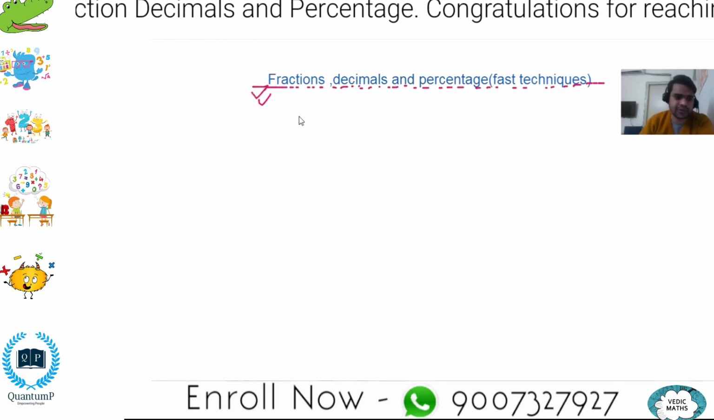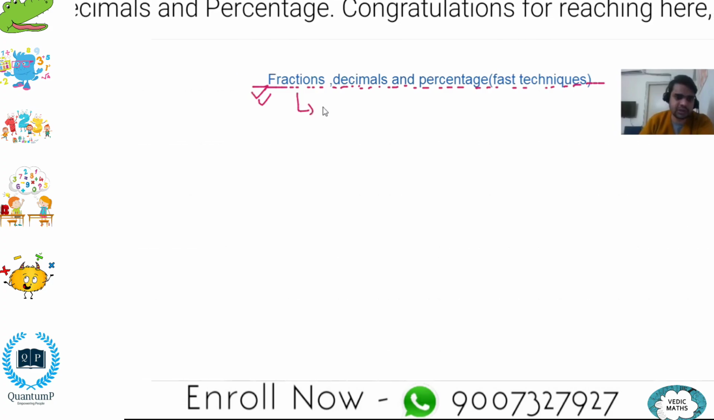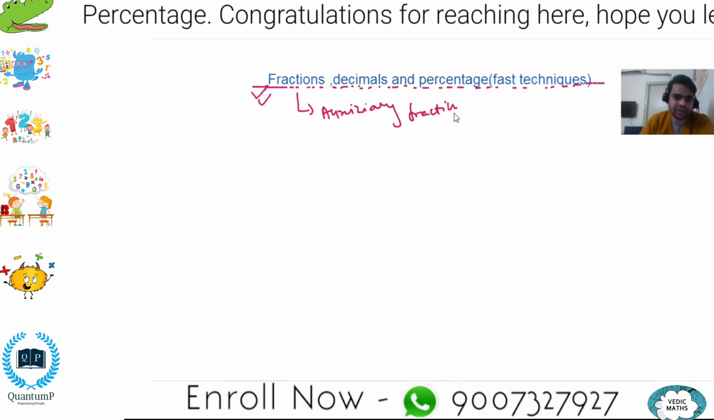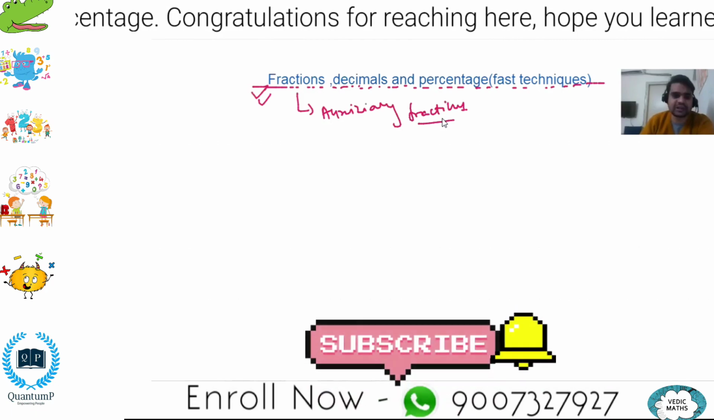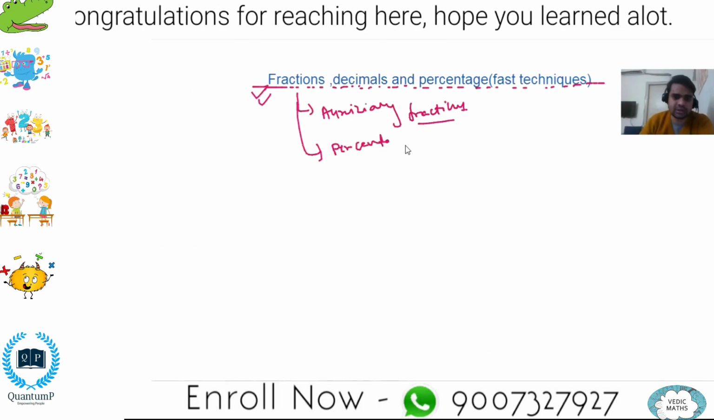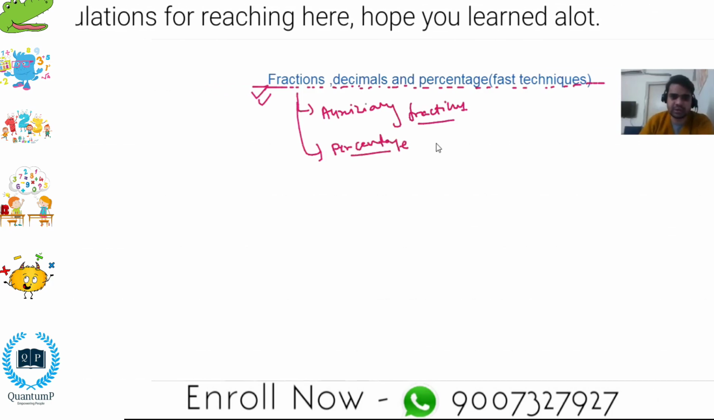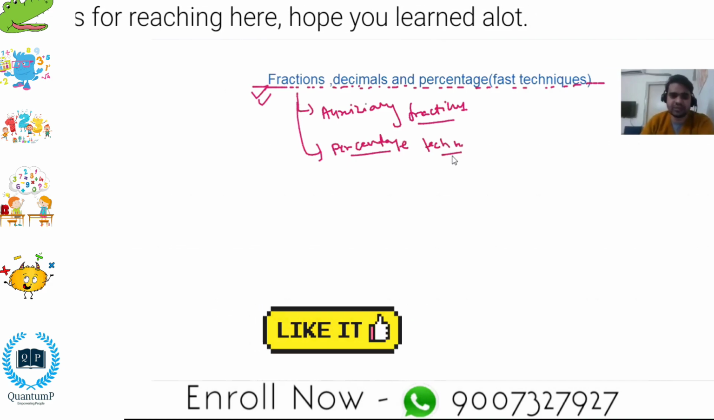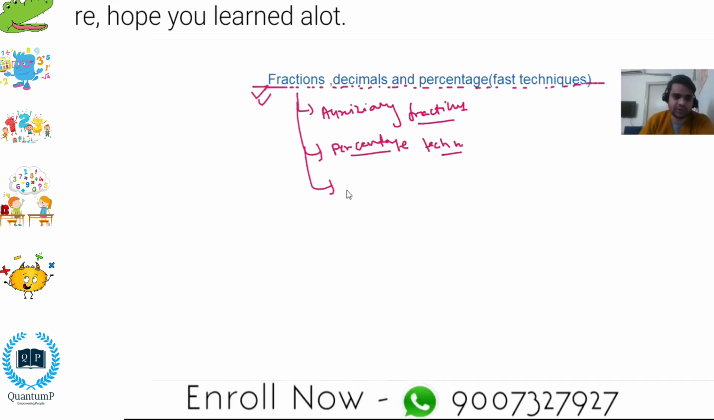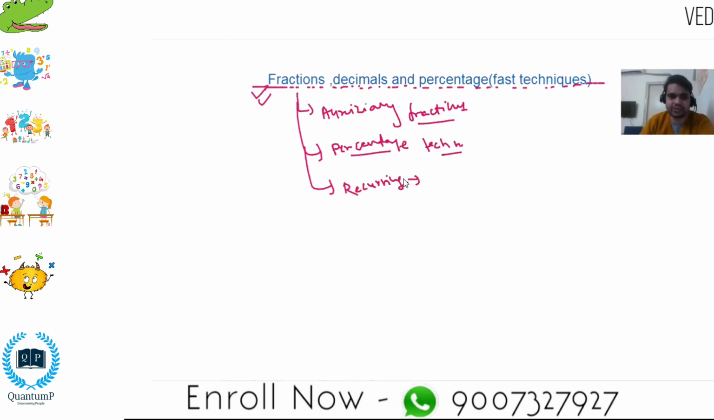The first concept I'm going to tell you is called auxiliary fraction, and I'll explain what exactly the meaning of auxiliary fraction is. After that I'll tell you the percentage technique, how to find the percentage of any number in a very quick way. And the third concept is the recurring decimal, and we are going to see how to convert those recurring decimals into fractions. So let's start with the first, auxiliary fraction.